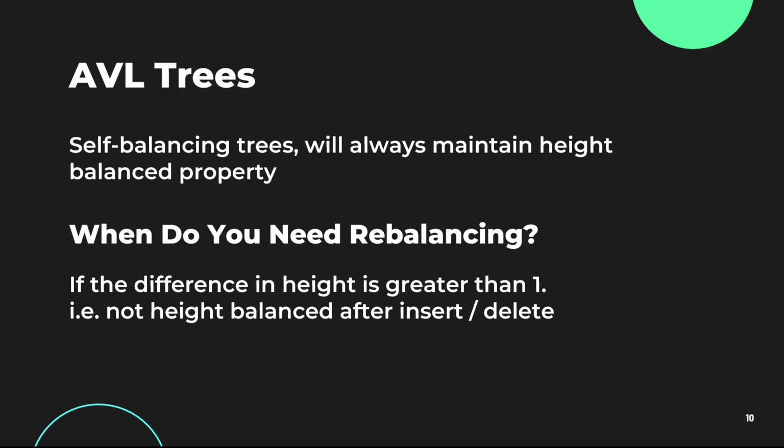Okay, it should work for every node in your tree. As long as there is one node that is not height balanced, the tree is no longer height balanced. Whenever there is a difference in height that is greater than 1, we need rebalancing for us to maintain the height balance property.